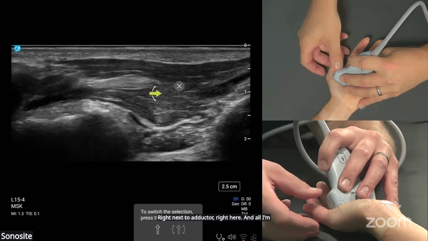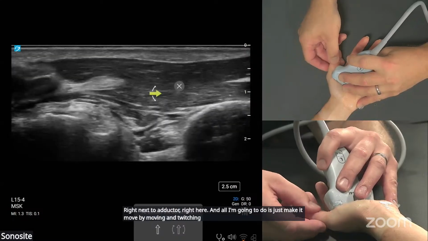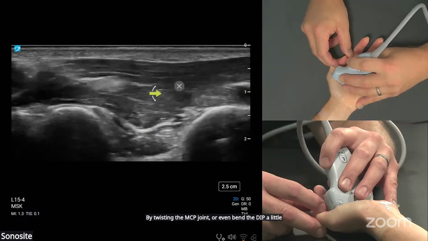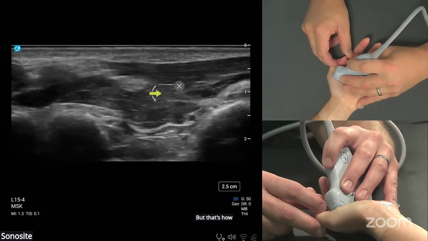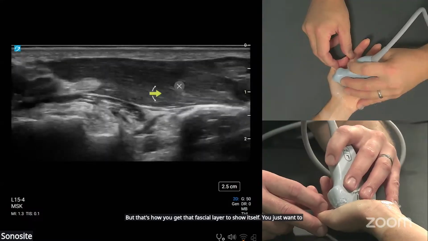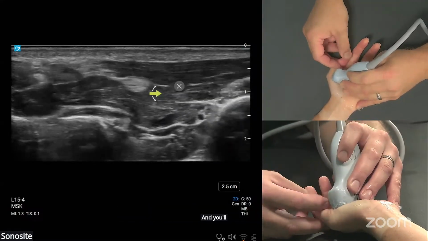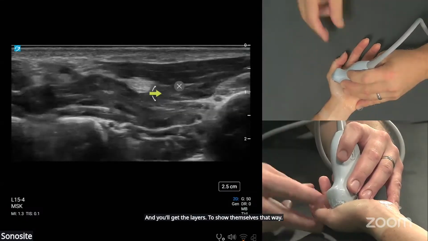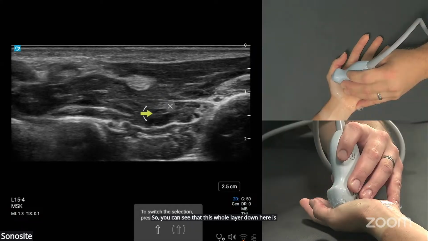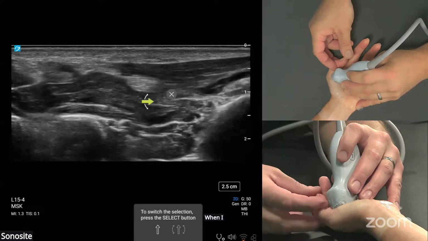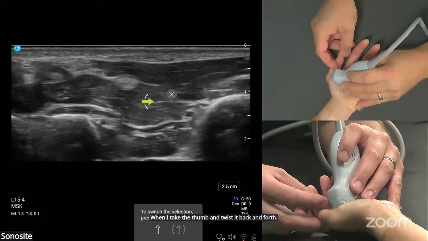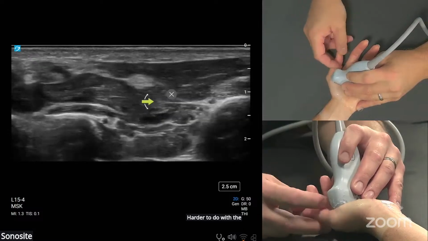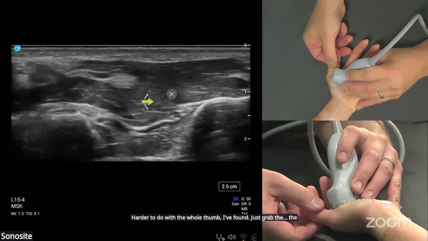And all I'm going to do is just make it move by moving and twitching the fiber by twisting the MCP joint, or even bend the DIP a little and cause a little bit more leverage. But that's how you get that fascial layer to show itself. You just want to kind of twist and rotate the thumb a little bit, and you'll get the layers to show themselves that way. So you can see that this whole layer down here is rocking back and forth when I take the thumb and twist it back and forth. Harder to do with the whole thumb, I've found. Just grab the IP joint down there and just twist.